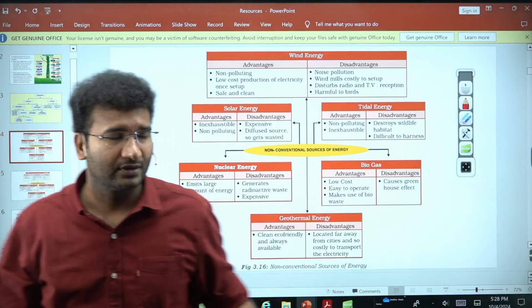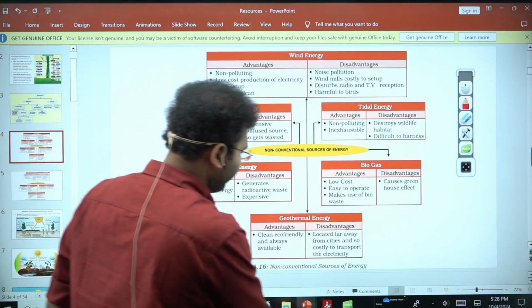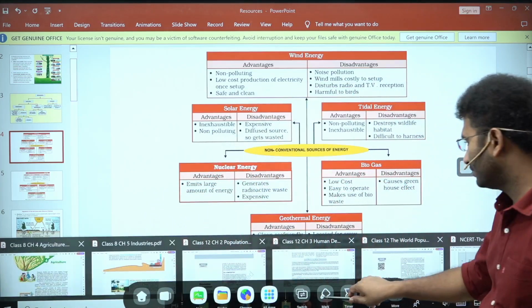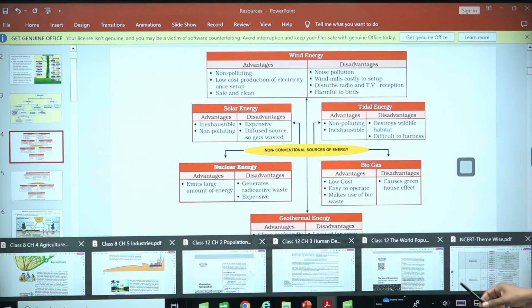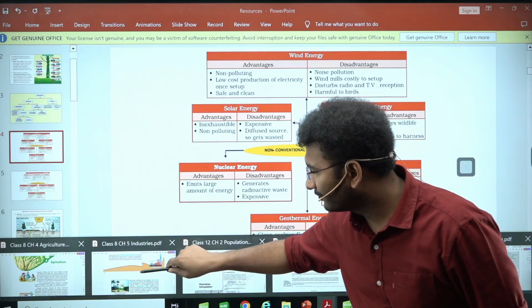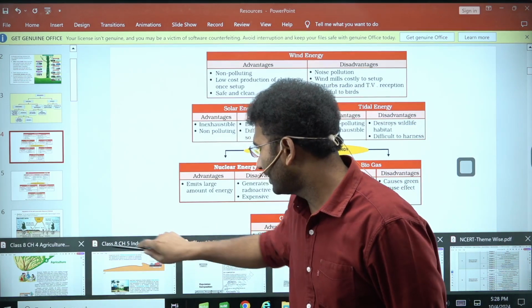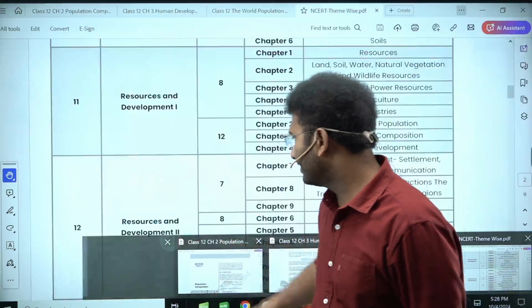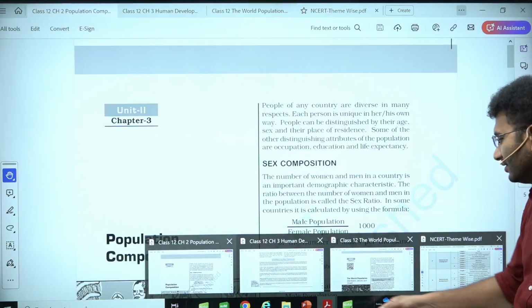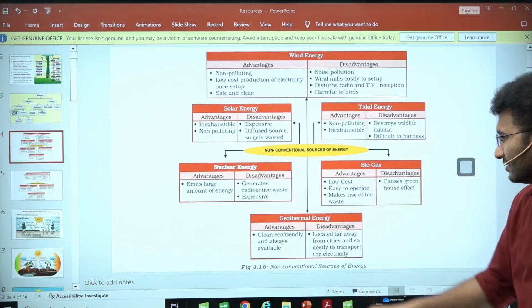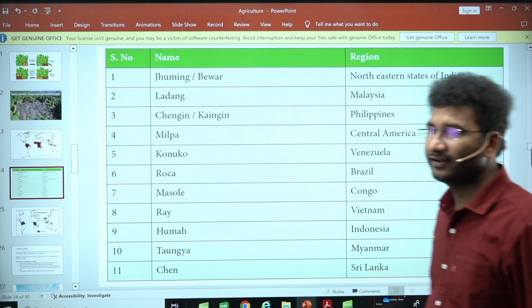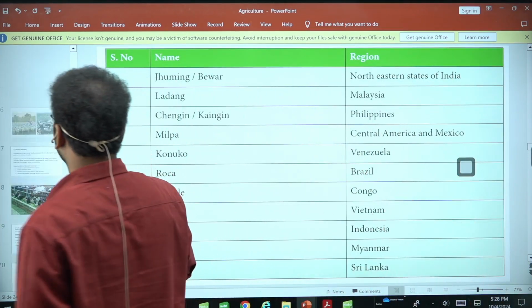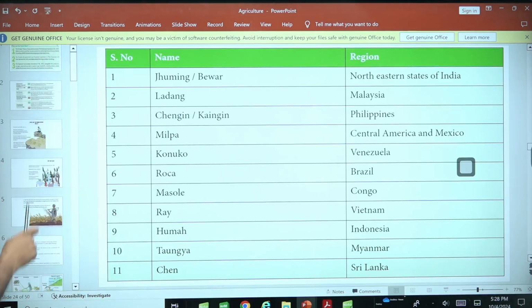Now come to the next component, that is your major chapters. Here what you are supposed to deal with is agriculture and industries. In agriculture and industries, you are supposed to learn a few fundamentals. Let me quickly show you the different types of agriculture and farming that you are supposed to know. What are the different types of farming that you need to know?